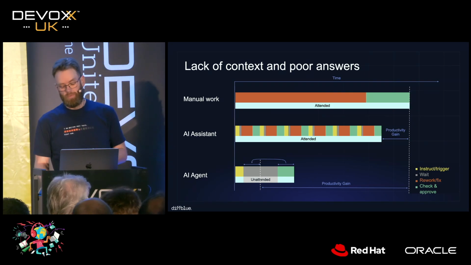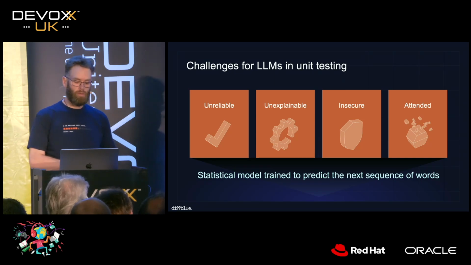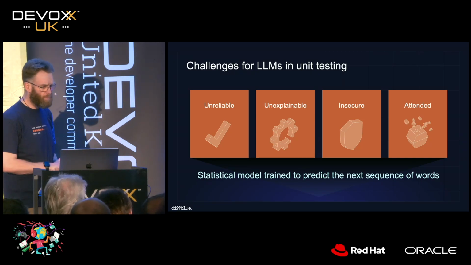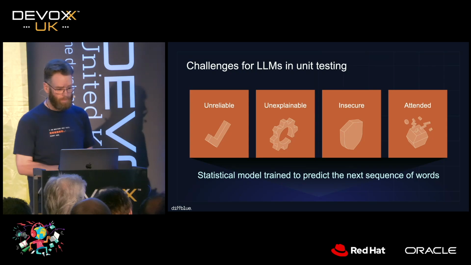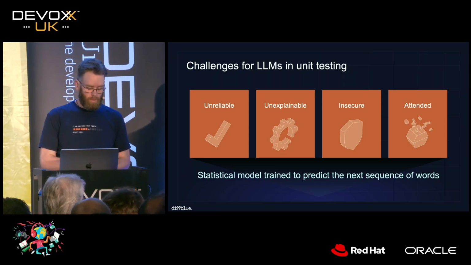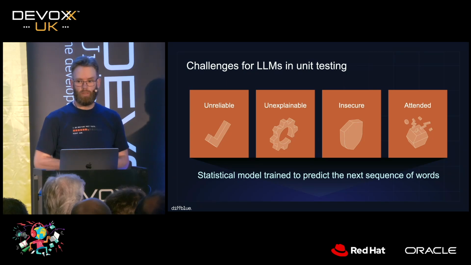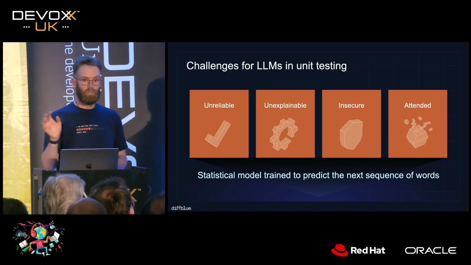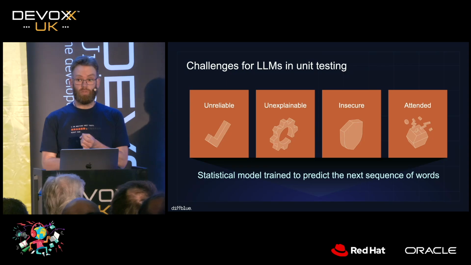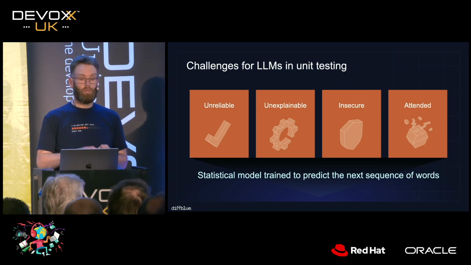So what are the challenges for LLMs in unit testing? Basically it boils down to these 4 problems, right? The problem with LLMs is that they can be unreliable. Every single time you give it the same prompt, you're going to get a different answer, right? I see a few nods in the room. Are there any Java developers here? I'm assuming most of you are Java developers. Lots of nods for that.